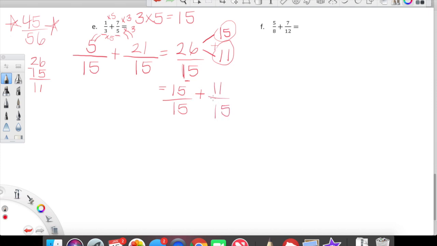15/15 plus 11/15 is 26/15, but in improper fraction form. Let's go ahead and rename 15/15 as whole number 1, and then we have 11/15 left over. So final answer here, you brilliant geniuses, 1 and 11/15.